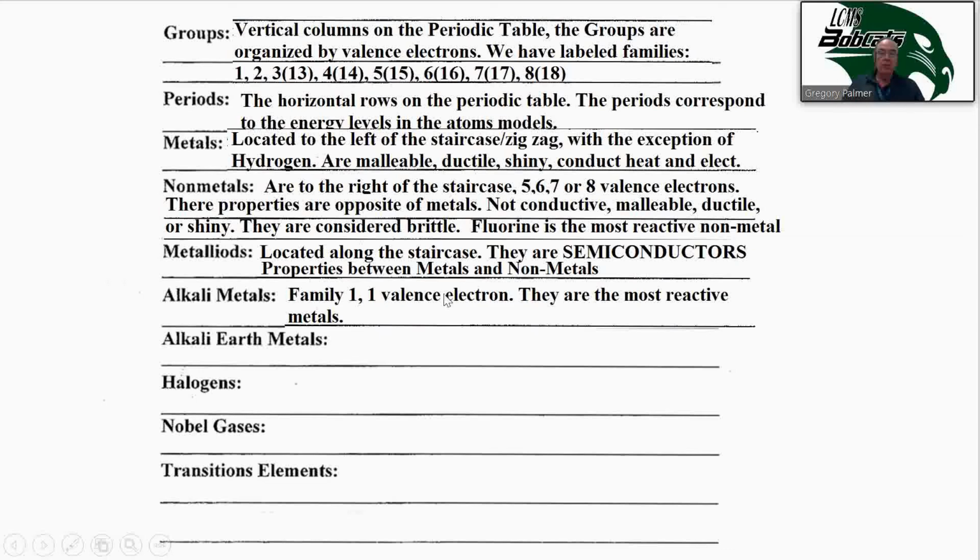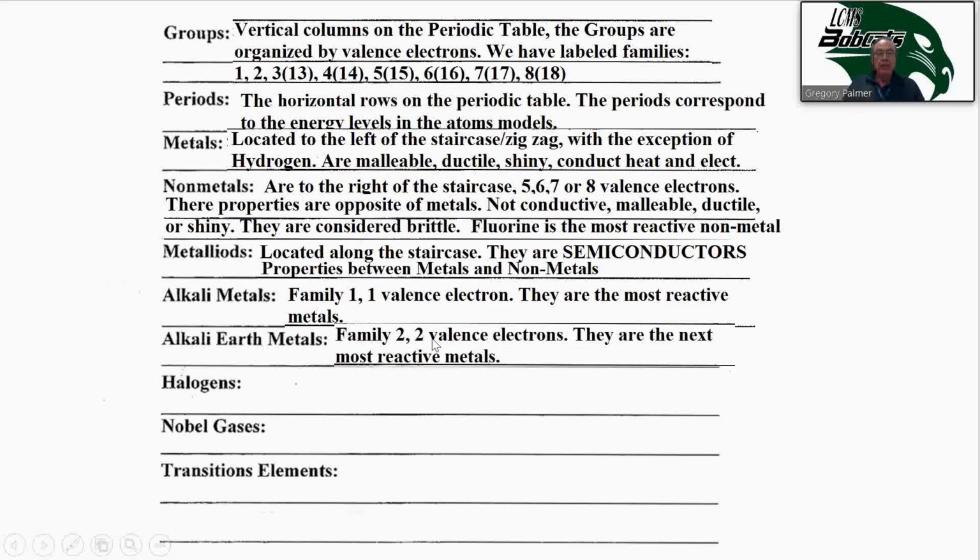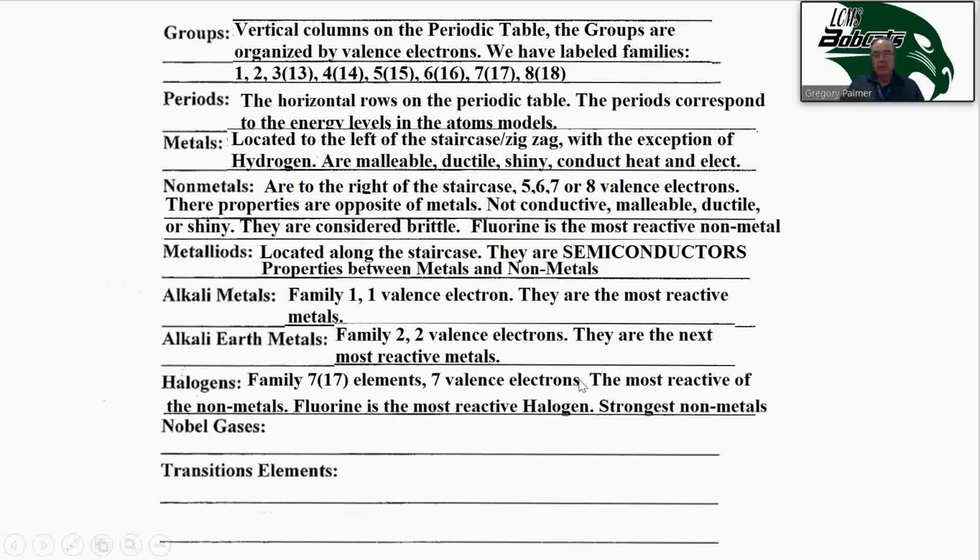The alkali metals are in family 1, and they have 1 valence electron. They're the most reactive of the metals. We took a look at that on Brainiacs and those other videos I showed you. The alkaline earth metals are in family 2. They have 2 valence electrons, and they're the next most reactive. Calcium is in milk, is in bones. We don't find that pure in nature. It's because they're reactive.